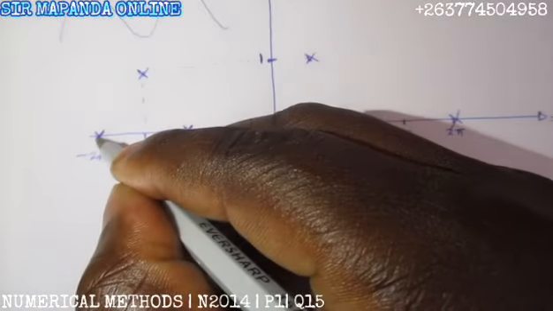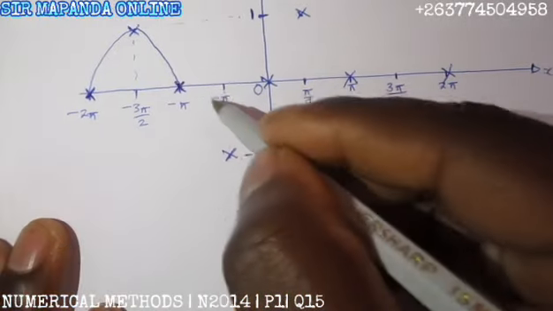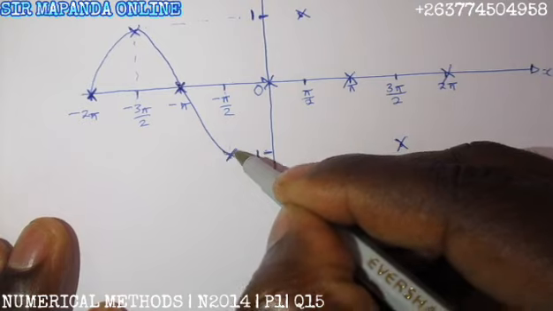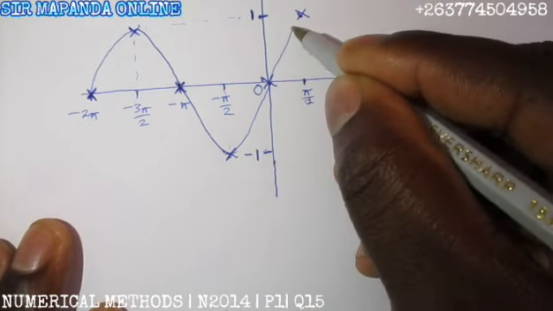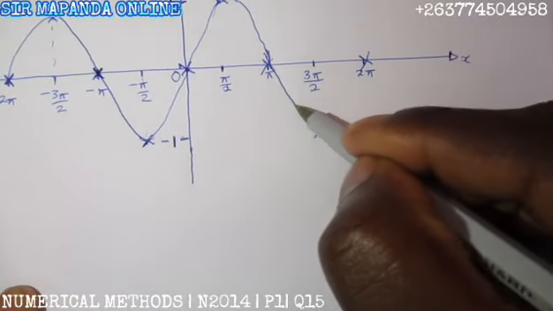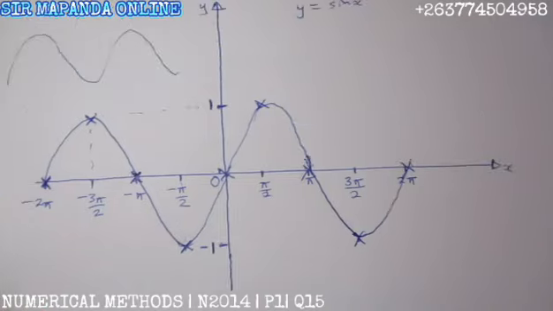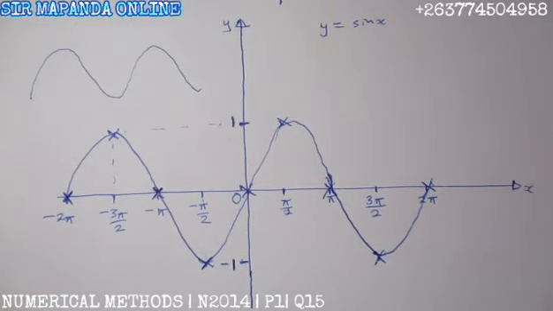So you get this shape of oscillation. So I'm going to plot my curve like this, like this, like this, like this, like this. So this is the graph of sin x.